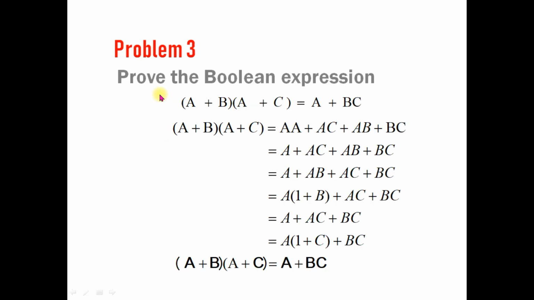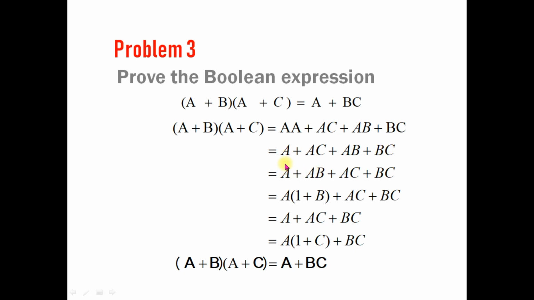So in this problem we have to prove the Boolean expression (A plus B) into (A plus C) is equal to A plus BC. LHS is written and these two terms are multiplied: A into A, A into C, B into A or AB, B into C. And then we can solve this one, A into A as A. AC is written as it is, AB and BC are written as it is.